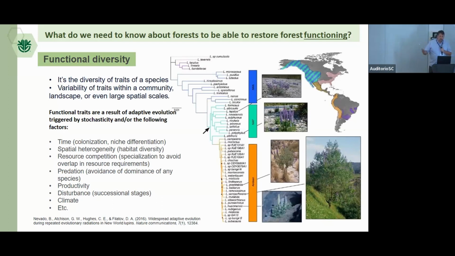And these functional traits are a result of adaptive evolution, very often either randomly or by factors driving it. So there could be time, spatial heterogeneity, resource competition, predation, and so on. It's a long list of factors which influence the evolution of species. But obviously the resulting traits are really important for restoration because we want to select the right tree for the right place. And usually in diverse tropical ecosystems, the niche breadth for each species is rather small. So if we don't meet the niche, they won't grow. And so I think to understand the functional diversity of species is important.